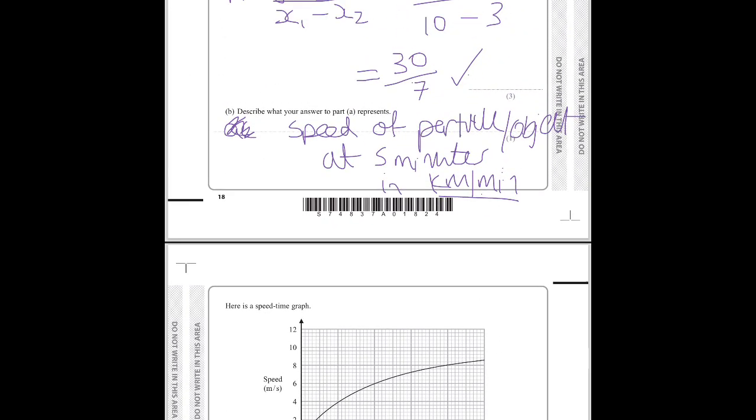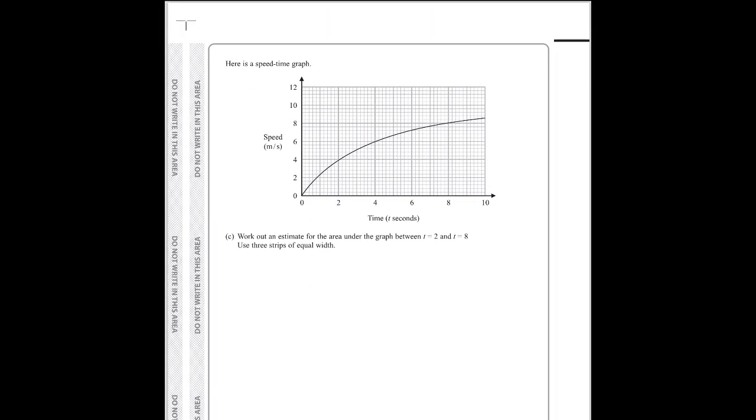There's the second part. Speed time graph. So instead of distance time, it's now speed time. Estimate the area. Okay, so 3 strips. Between t is 2 and t is 8, we need 3 strips. So there are my 3 strips. Draw a straight line connecting them. So you basically get 3 trapeziums like that. The area is just 3 trapeziums, right?